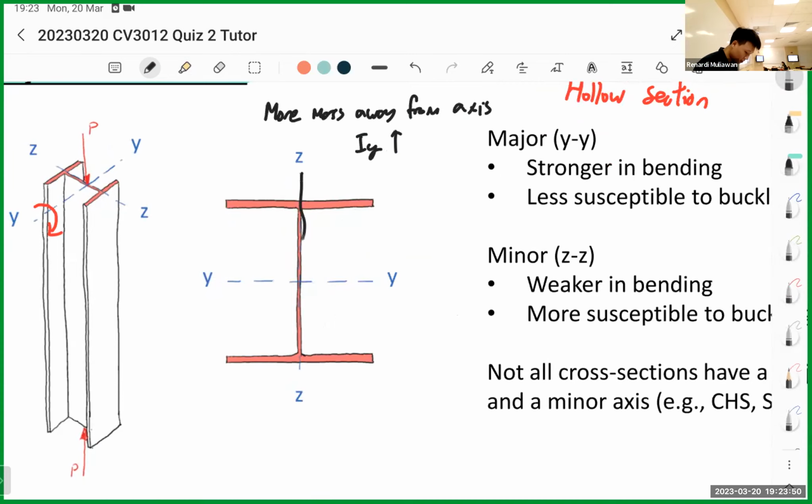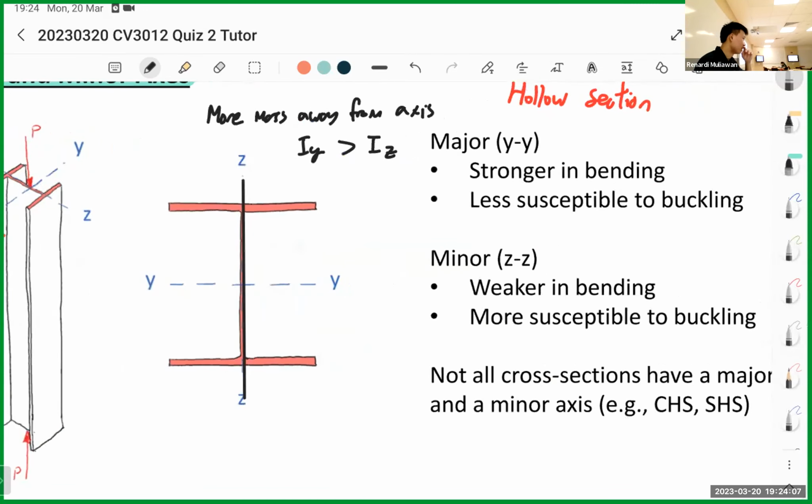Well, if you see ZZ, so this is ZZ, this is the bending. If you see, more of the mass is located near the axis. That's why it's weaker. So IY is bigger than IZ usually. This is just some concept of why there's a strong and weak axis.